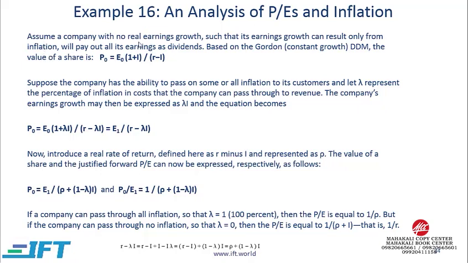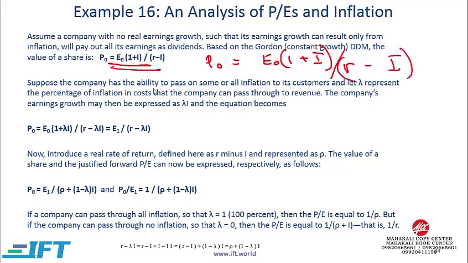Assume a company with no real earnings such that its earnings growth can result only from inflation will pay out all its earnings as dividends. So based on the Gordon growth model, what is the value of the share then? P0 is equal to E1, but E1 is simply given by E0 times (1 plus the inflation number), divided by R minus G. What is G in this context? If the only growth is coming from inflation, so you have divided by R minus I. So is this a new formula? Not quite, because you've seen this before. All you are doing is replacing growth with inflation.